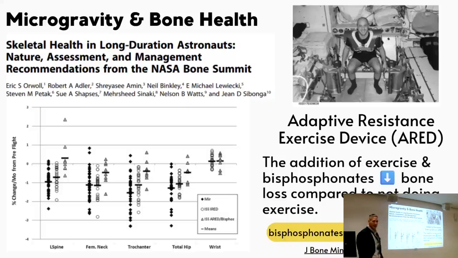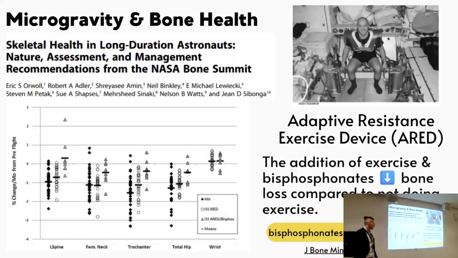So he's doing weight bearing exercise, and it's not uncommon for astronauts to also do lots of cardiovascular exercise as well, because we see a reduction in cardiovascular capacity. Now the graph here shows different points on the skeleton. So we've got the lumbar spine, the neck, the trochanter, the hip, and the wrist. These are different points.